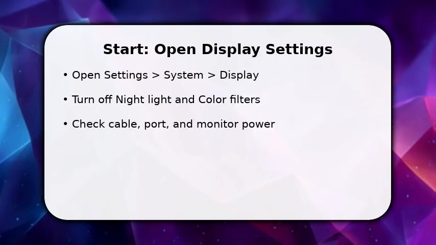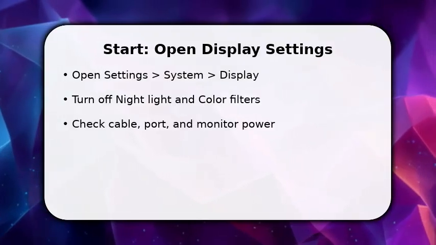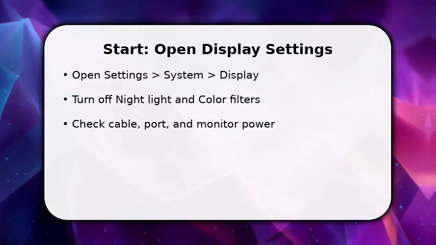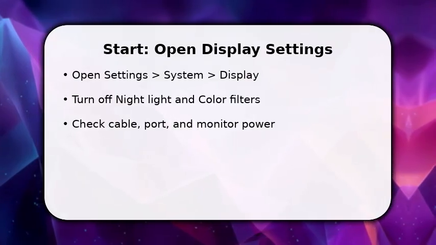Enjoy the video. You're starting inside settings, so open System Display now. First, turn Night Light off and disable any color filters. These often add a yellow cast.